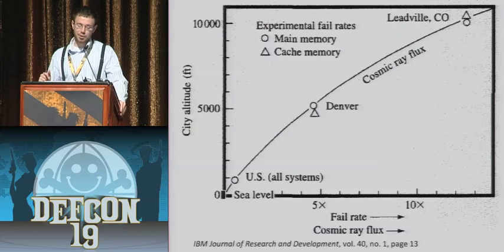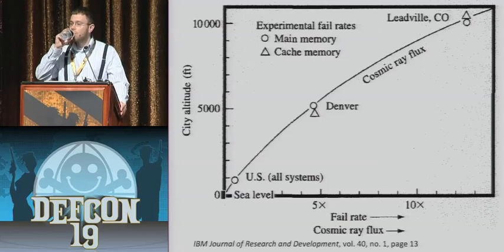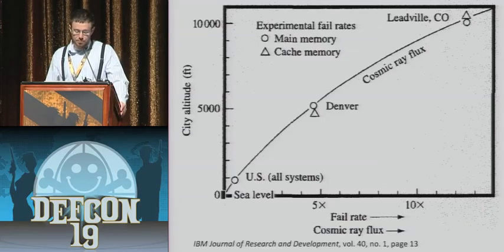And if you notice these circles and the triangles, those are actual experimentally observed errors in cache and main memory. If you notice, they align exactly with the prediction for the cosmic ray flux. Now, this IBM study ran from 1978 to 1994, so it's entirely possible newer generations of RAM are differently affected, but cosmic rays is definitely something you want to consider.